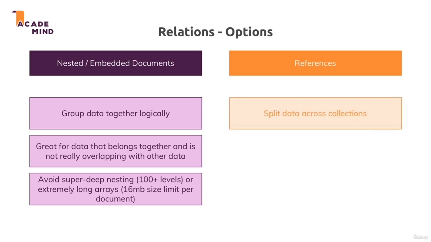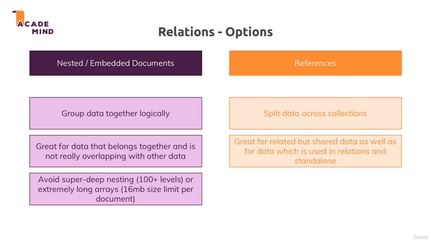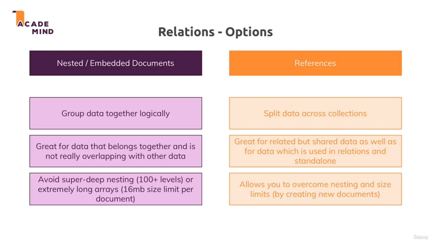The alternative then is the reference approach. There you split your data across collections, and that is great for related data that is shared, so many-to-many relationships in the end, or it's great for data where you would have a lot of duplicates, which you'll update a lot, and therefore you have the danger of needing to update a lot of documents all the time, which is bad. And it's also a great solution if you need to overcome any nesting or size limits. Then you can simply split it across collections, because that, of course, basically allows you to remove some levels of nesting.